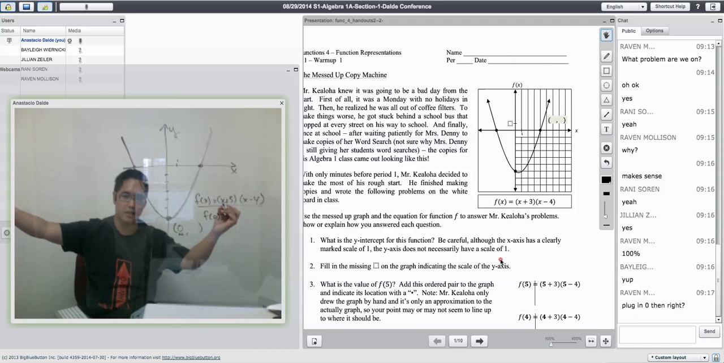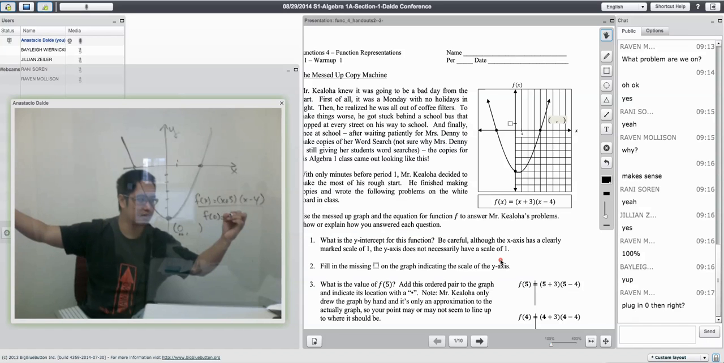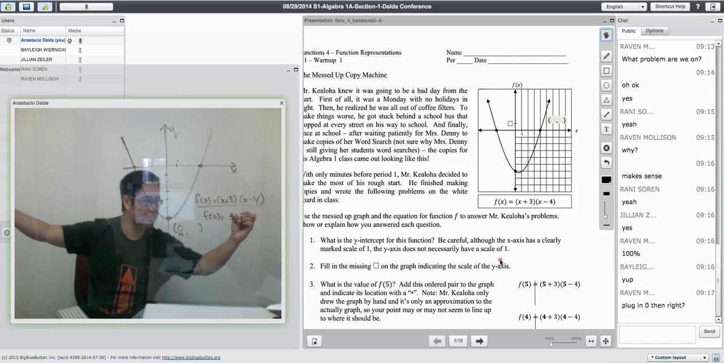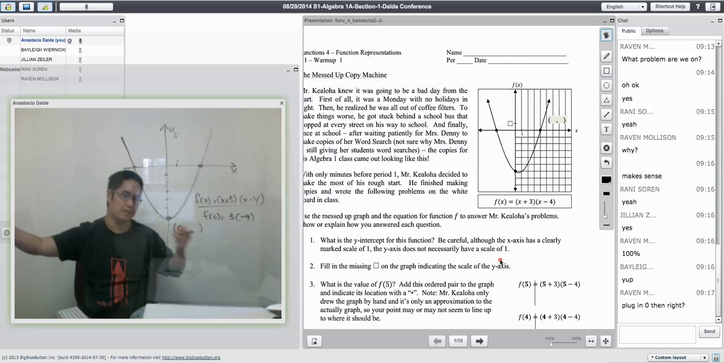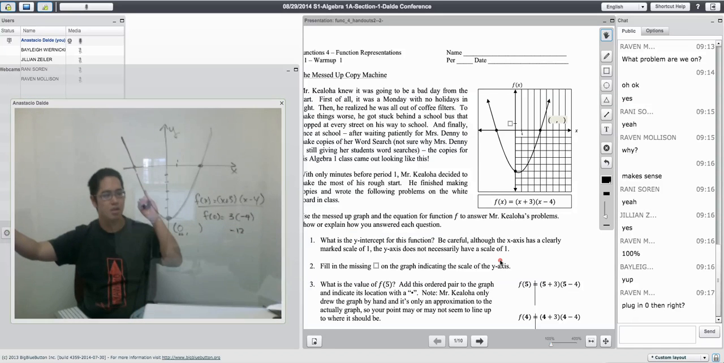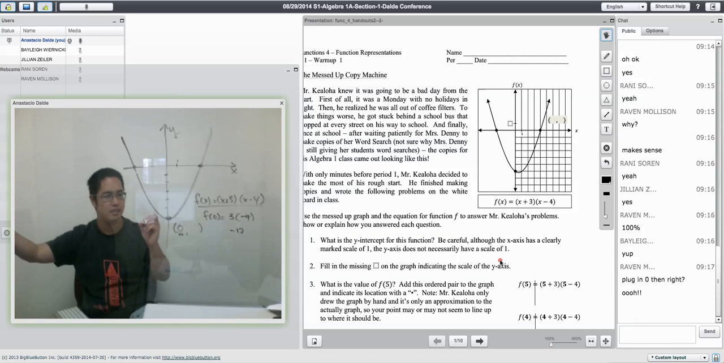So if I plug in 0 into here, this is x plus 3. All I got to do is put a 3, because 0 plus 3 is 3. And then over here, this is a negative 4. 3 times negative 4 is negative 12. So, this point right here is actually negative 12.